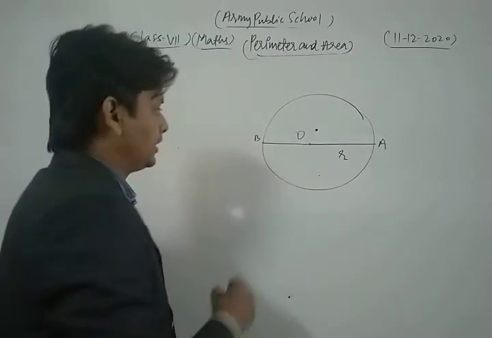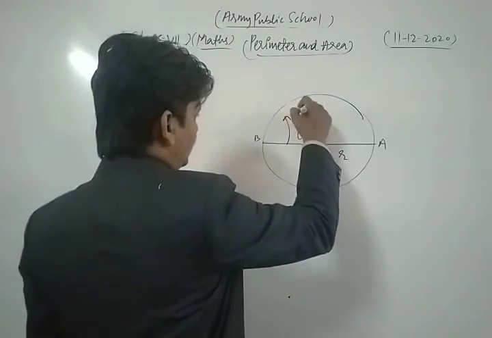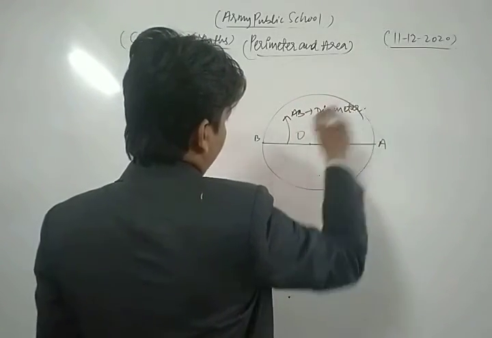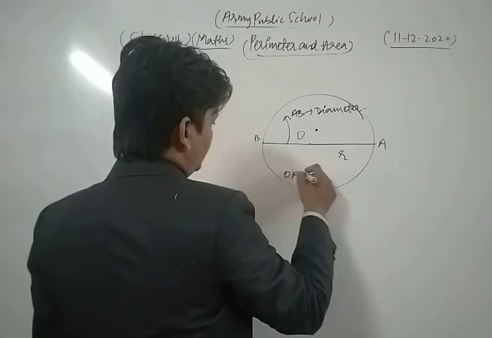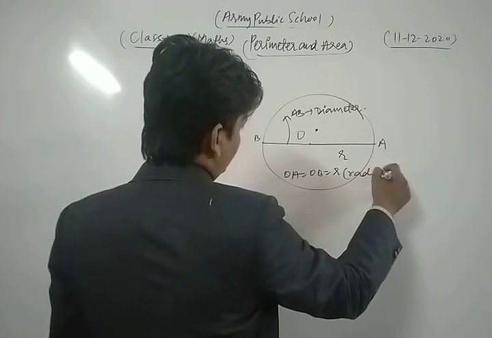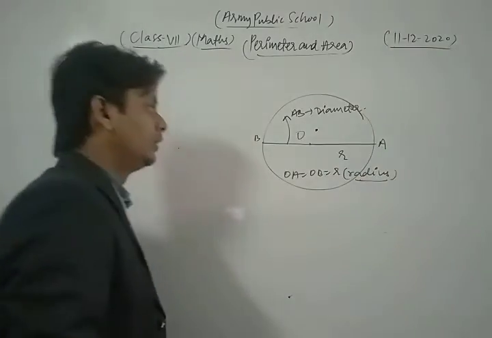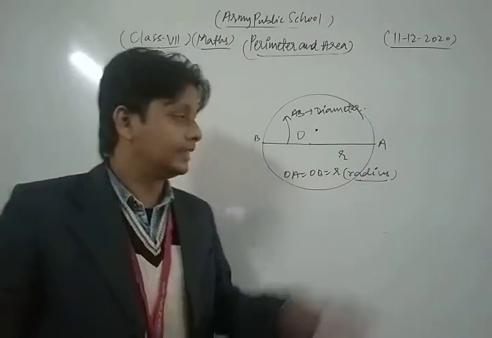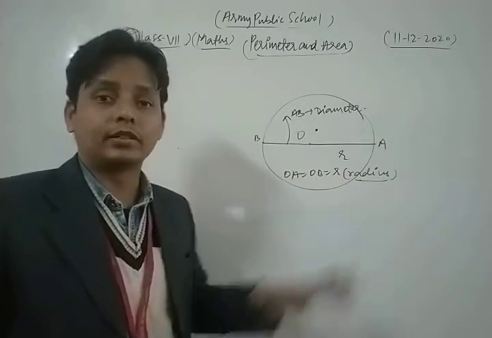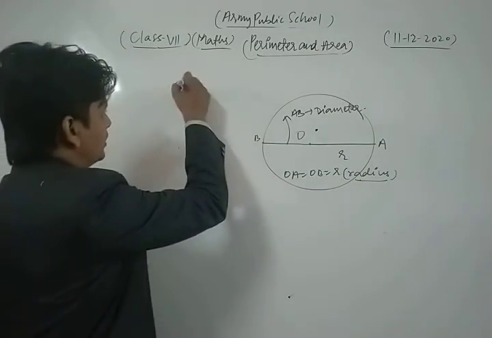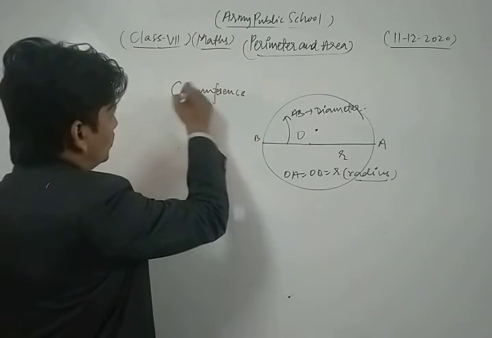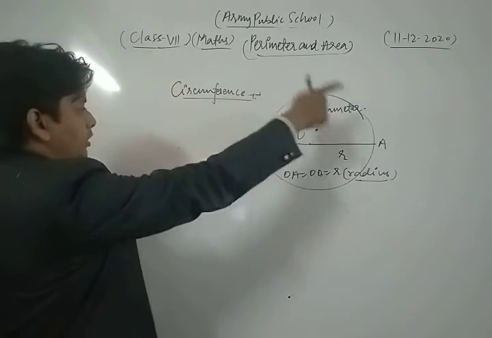is called the diameter. AB is the diameter, dear friends. And OA is equal to OB is equal to R. This is the radius of the circle. And related to circle, the outer boundary of the circle is known as the circumference. What is the circumference? The length of the outer boundary.